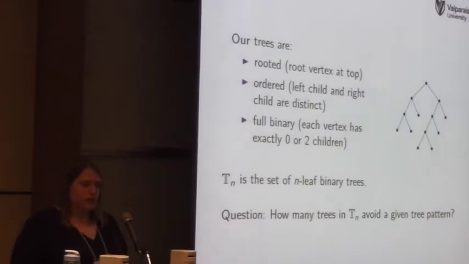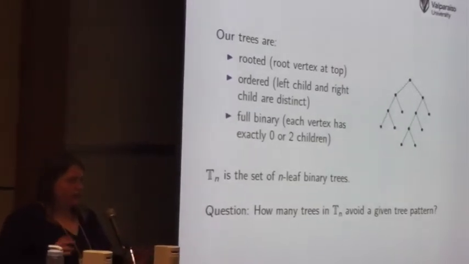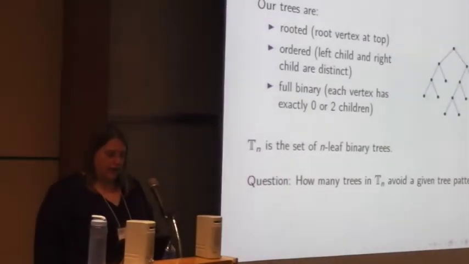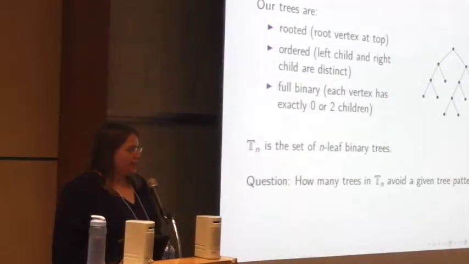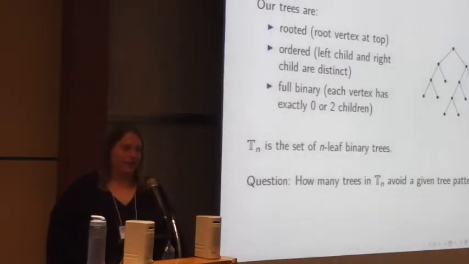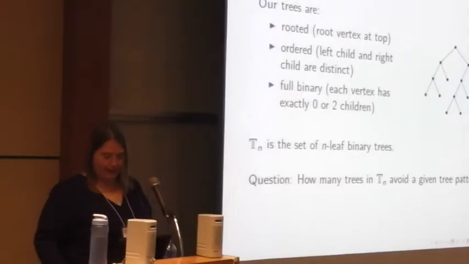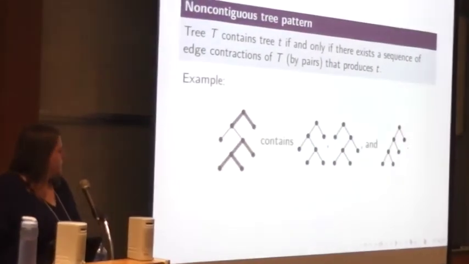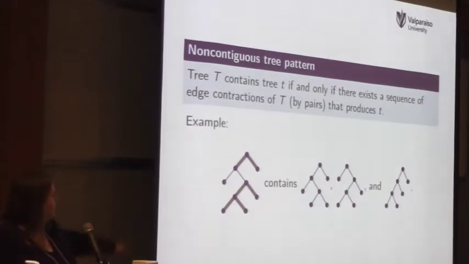So our trees are rooted, and I draw my roots at the top of the page. They're ordered, so I can tell the left subtree from the right subtree. And they're full binary, so every vertex has exactly 0 or 2 children. And I want to know how many trees with n leaves avoid a given pattern. Now I have to tell you what a tree pattern is. For our problem, tree patterns follow this definition.